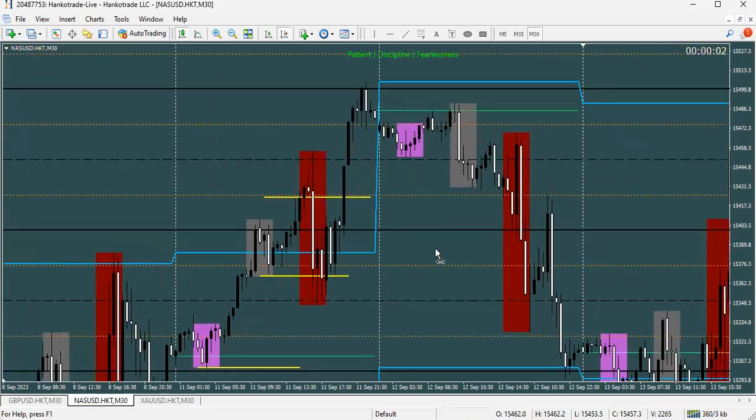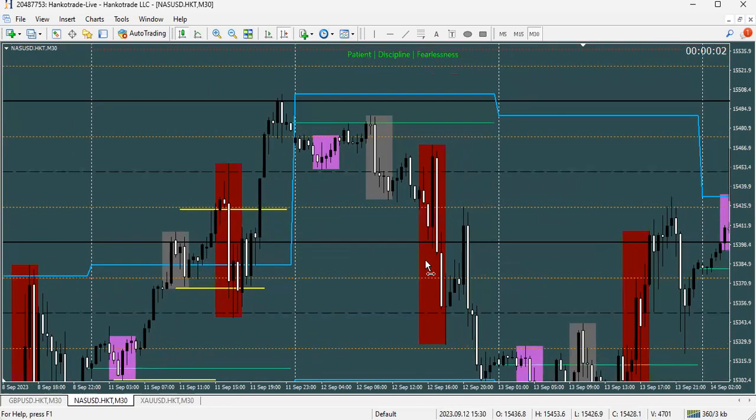All right, so now going into the next day, which is Tuesday, we want to mark off our high and our low. So this would be our high of the day.